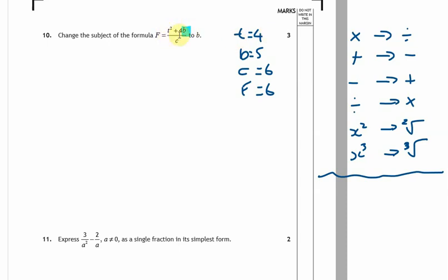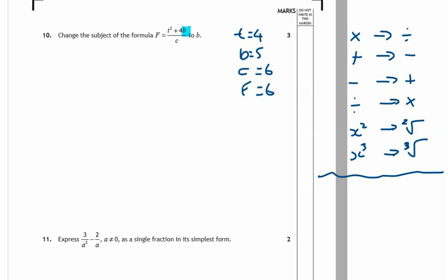So I know that t squared plus 4b divided by c gives me f. So 4 squared plus 4 times 5 divided by 6 gives me 6. What I can do at the end is plug these numbers back in and see if the equation still makes sense. So opposite operations, and let's do a little check. That's something that people don't often think about.